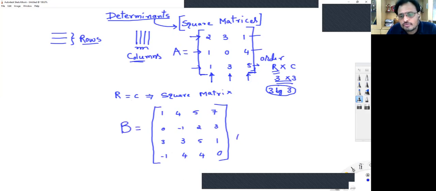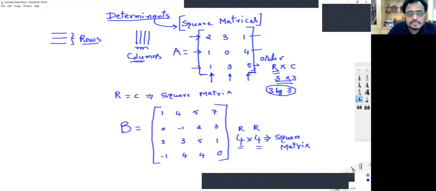The order is 4 by 4: 4 rows and 4 columns. So the number of rows is 4 and the number of columns is 4. Therefore, this matrix is known as a square matrix. Why is it called a square matrix? Because the number of rows and number of columns are equal.